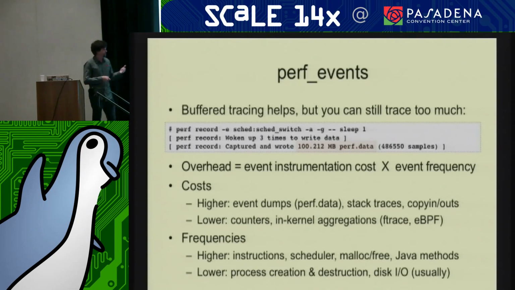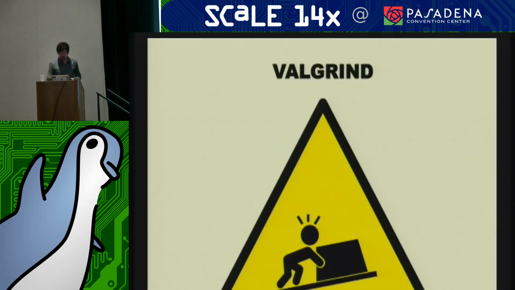You need to develop some idea of how quick the thing is that you're trying to trace. Scheduler events are really quick, so I'm always careful if I go near the scheduler. But there are lower frequency events, like disk I/O, which is generally lower frequency, and process creation and destruction.